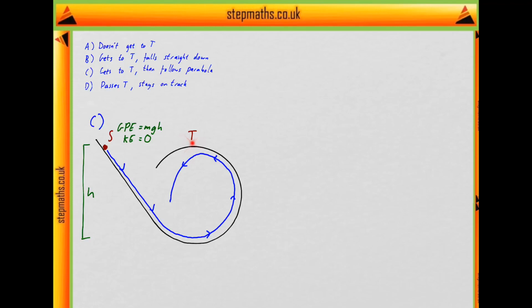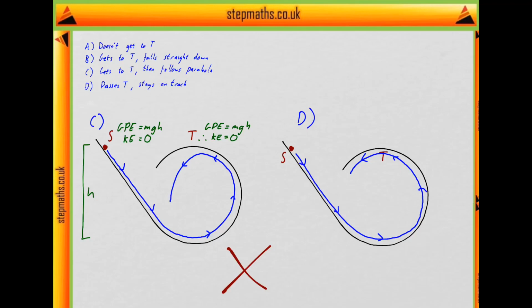And T is at the same height. What does that mean? Well, it means the GPE is the same. And because energy is conserved, what does that mean? That means the kinetic energy has to be the same as well. But that would mean it would have 0 speed at this point. But if it follows this trajectory, it's moving through the point T and to the left, and therefore it doesn't have 0 speed. And that means we can actually rule out this case. And D is very similar. D looks like this, so it's exactly the same except it stays on the track instead. But that still means it's moving through the point T with some positive speed, and therefore we can rule that out as well.